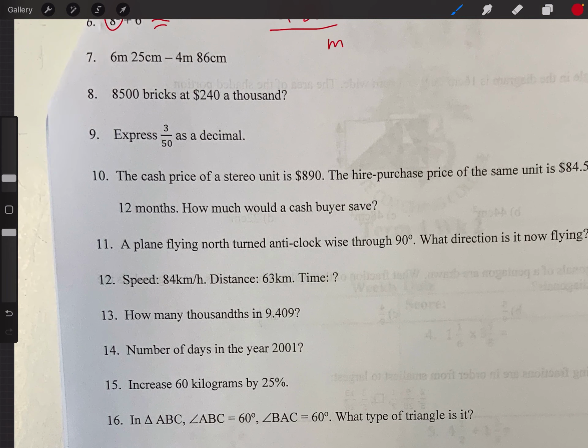8,500 bricks at $240 per thousand. So let me see. 1,000 bricks is equal to $240. Now the question is 8,500 bricks, how much money? From here to here we times it by 8.5. So that means times it by 8.5 over here and get the answer.